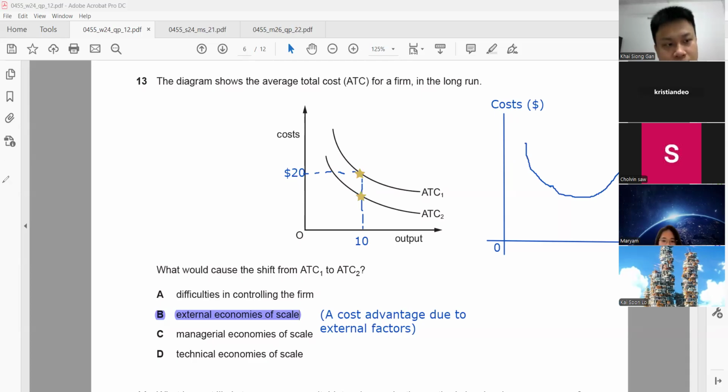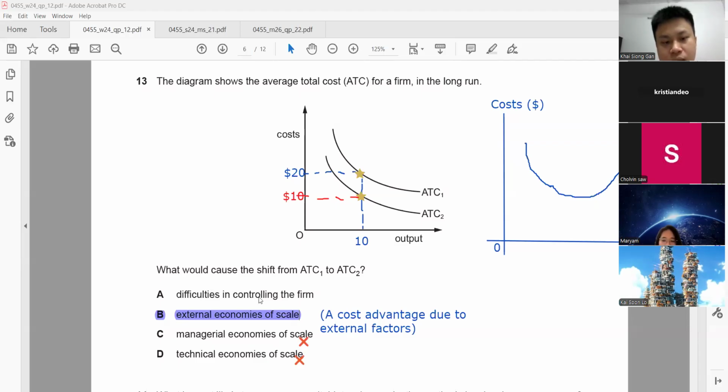So your cost becomes lower not because of your production. You are still producing 10 output, but now your cost becomes 10. So in this scenario, you cannot choose anything that is due to your internal decisions. Therefore, you cannot circle anything that has anything to do with economy of scale.